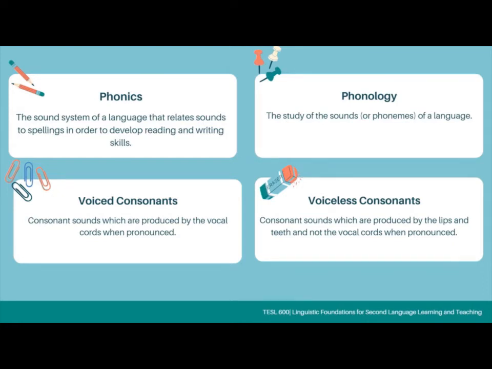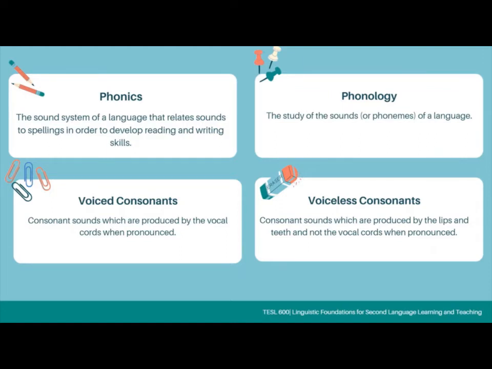Next, voiced consonants. When we say voiced consonants, these are produced by the vocal cords when pronounced. For example, th in bathe. Put your hand to your throat when you pronounce this word, bathe, and you can feel the vibration when sounding the bathe. You can feel, rather, the vibration.